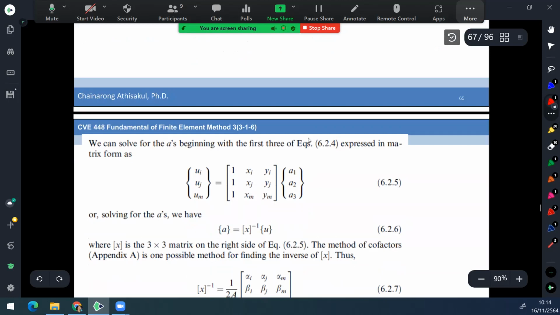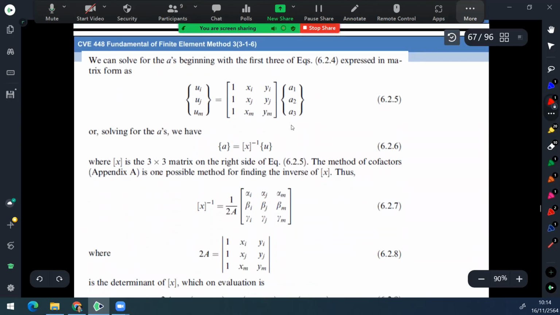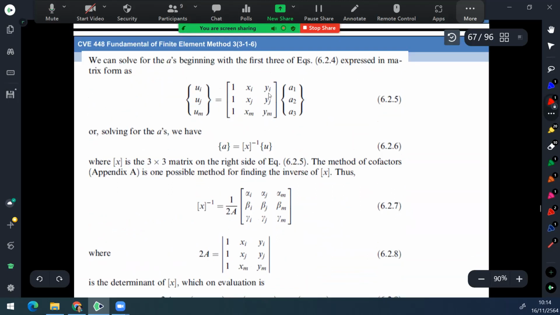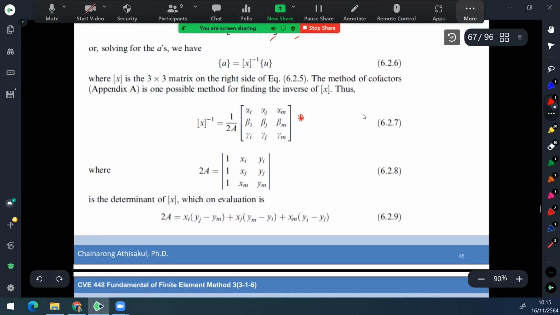Okay, according to this, we follow the steps. We can solve for the shape function by using this, and we would like to find a1, a2, and a3. We have to find this inverse matrix. Okay, and this inverse matrix is in this form. You may derive it by yourself, but for this case, it is derived like this.